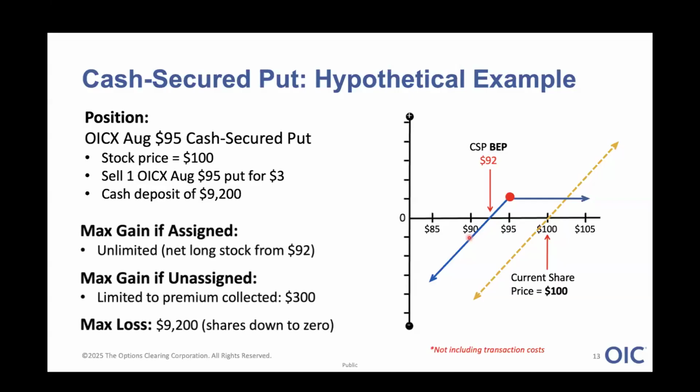Once again, the maximum gain in this position is if we get assigned, our effective long price is 92. So technically, we have theoretically unlimited upside potential because there's no limit to how high a stock can technically trade. Our maximum gain, if we don't get assigned, is the premium that we took in, that $3, the $300. And obviously our maximum loss is from our break-even price, 92, all the way down to zero. In this case, $9,200, which is the money that we pledged to collateralize the position when we established it.